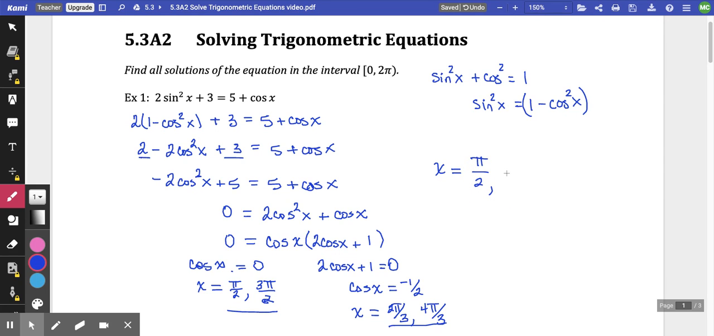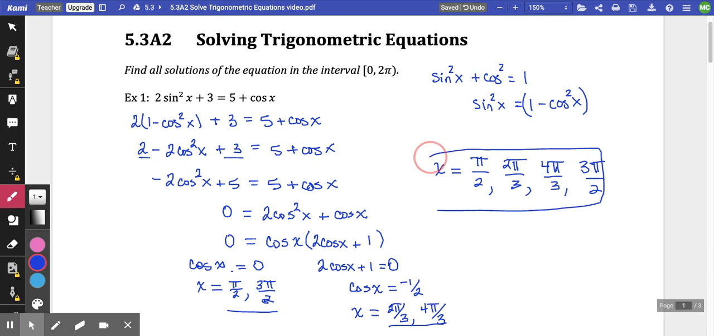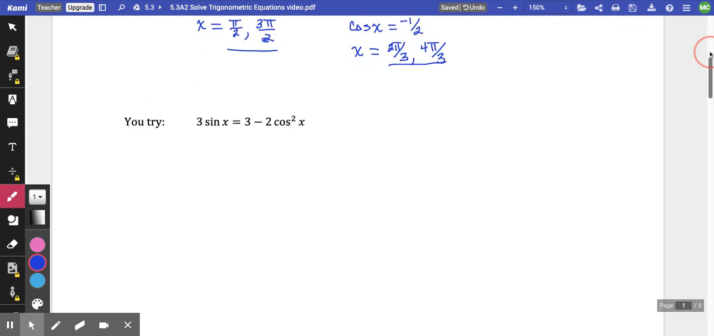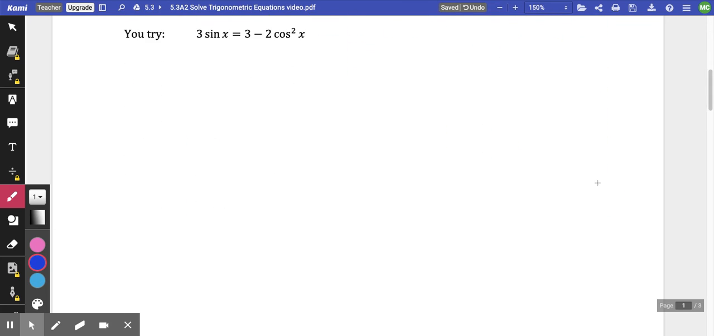Next, I would be in quadrant 2, so 2 pi over 3 would be next. Next would be in quadrant 3, so 4 pi over 3. And then the last would be 3 pi over 2. That's the negative y-axis there. Okay, so that would be what I would list as my solutions. All right, now you're going to try this one and answer on the Google form.